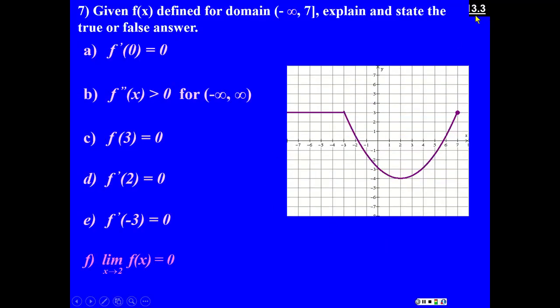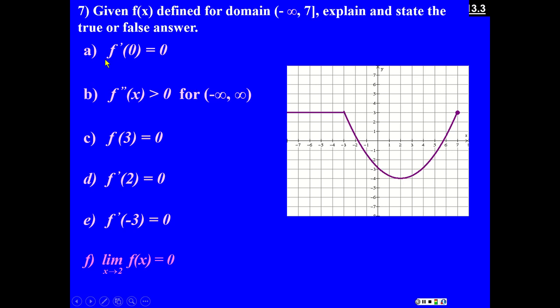This is Milani, Chapter 13, Section 3, Problem number 7. From this problem, I gave you the graph and I am asking you a two-part question. First, I'm asking you to explain what we are talking about. For example, if I said f prime of 0 is equal to 0, what are we talking about? And the second thing is, do I have a true statement or not?